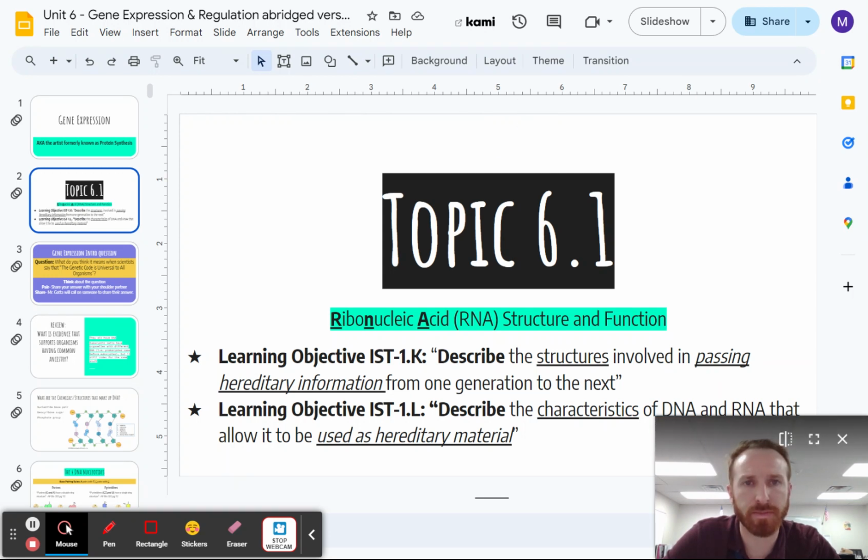So, first and foremost, we talked about in unit or topic one RNA and DNA, right? And the big key thing is really that they're both used for hereditary information, and they both have nucleotides that are their primary monomer that is used in the conversation of moving from one thing to the next, right?